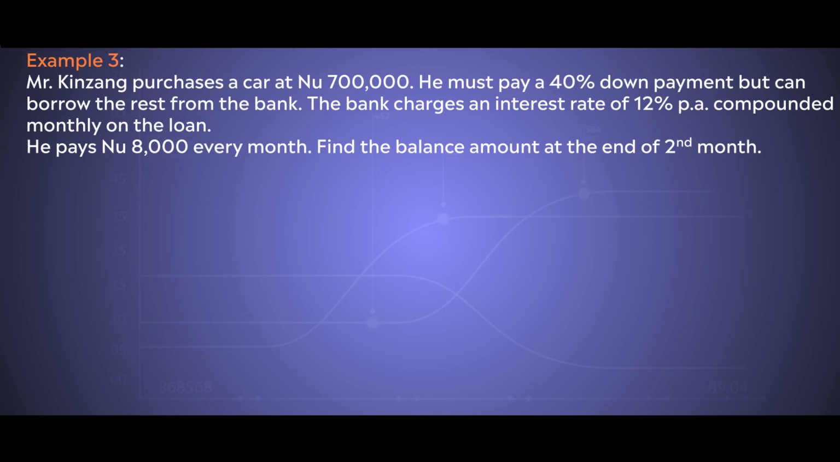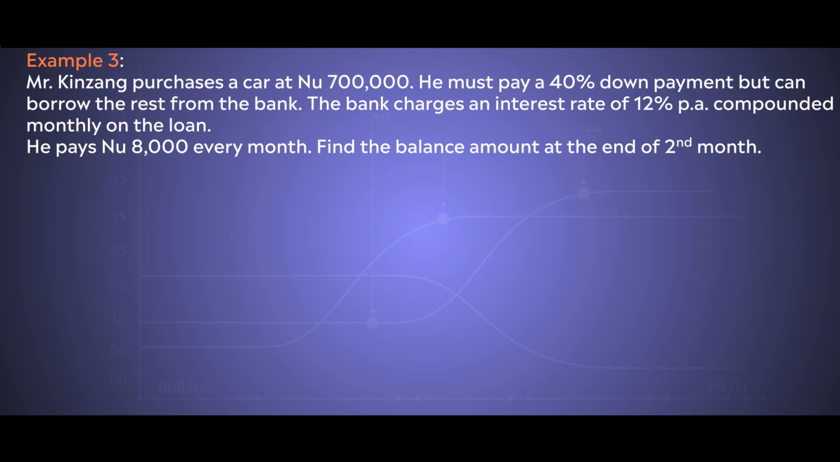Kim Jung purchases a car at Nu 700,000. He must pay a 40% down payment but can borrow the rest from the bank. The bank charges an interest rate of 12% per annum compounded monthly on the loan. He pays Nu 8,000 every month. Find the balance amount at the end of the second month.